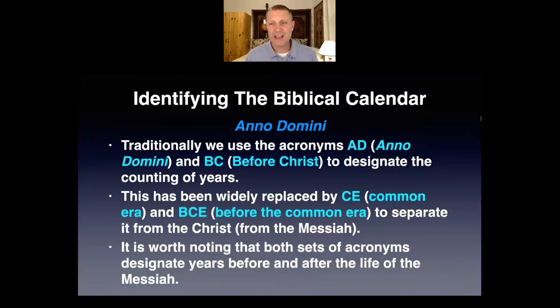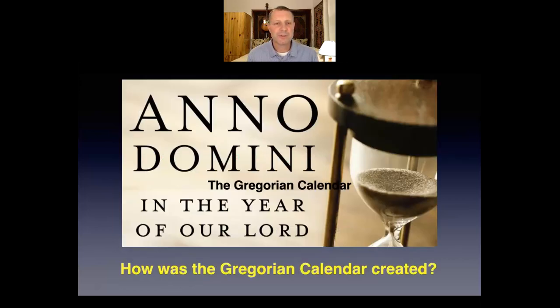Now, traditionally, we use the acronyms AD for Anno Domini and BC for before Christ to designate the counting of years. This has been widely replaced by CE for the Common Era and BCE before the Common Era to separate it from the Christ, from the Messiah. But it is worth noting that both sets of acronyms, AD-BC and CE-BCE, designate years before and after the life of the Messiah. So either way, it's in reference to Messiah's life.